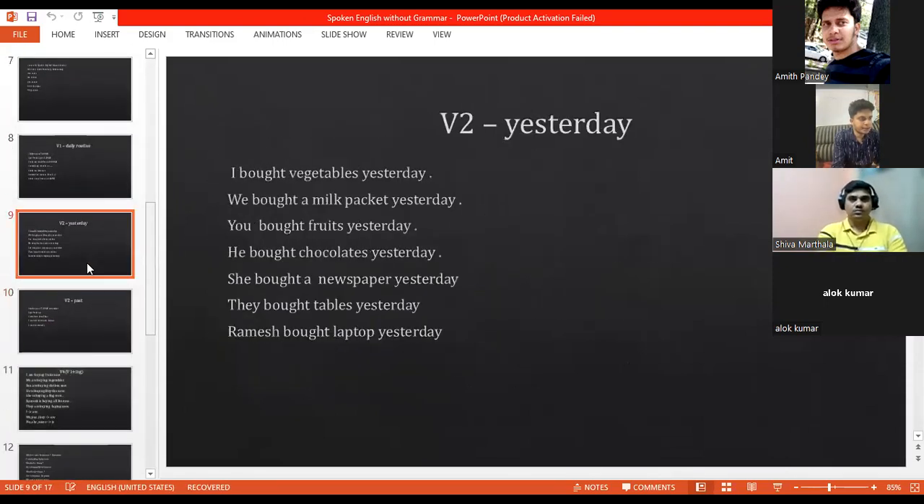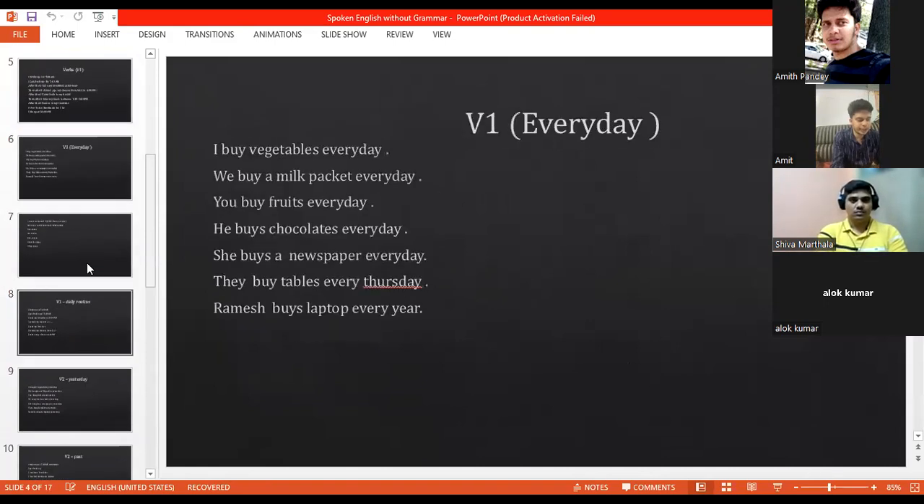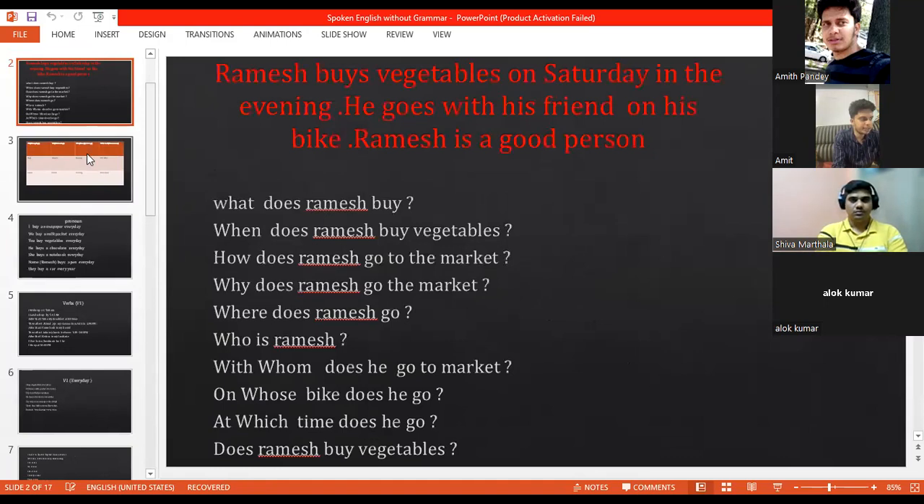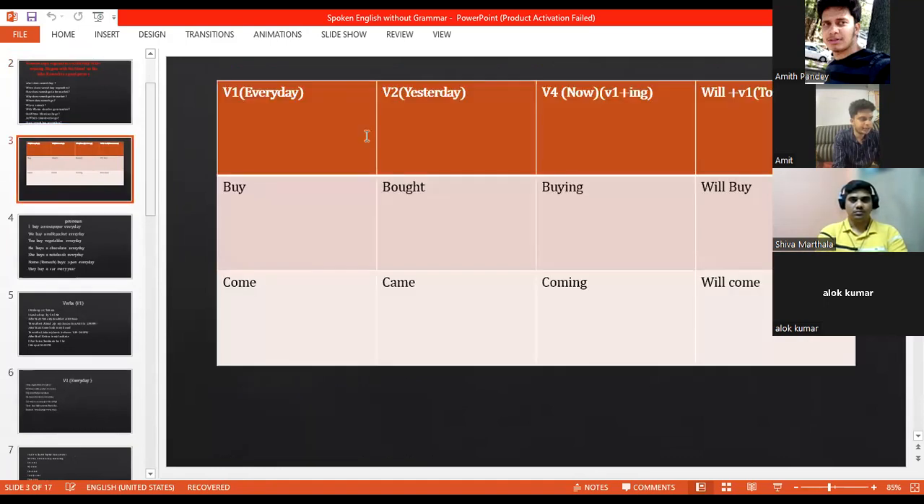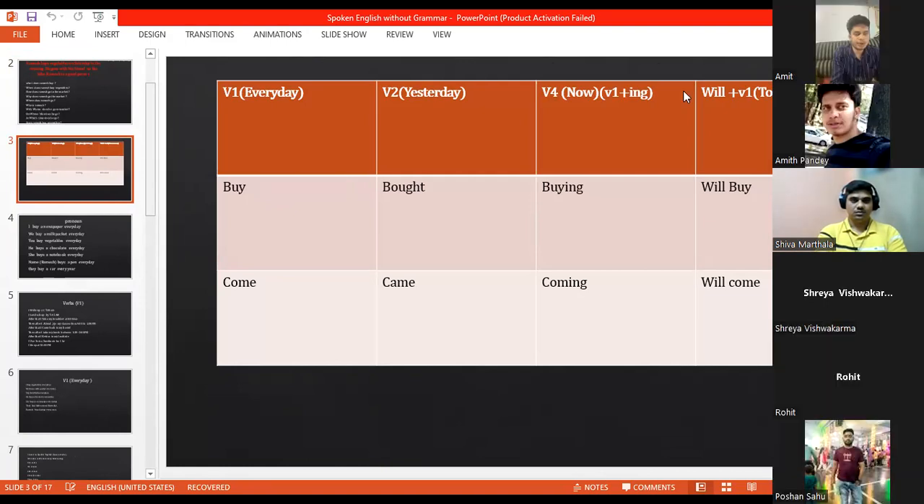Thank you. So now we are heading towards V2. First let me take you through this particular graph. In this picture, V1 always tells about every day, whereas V2 talks about yesterday. It tells about something that happened in the past, and in order to proceed with all those things, you just have to use it.